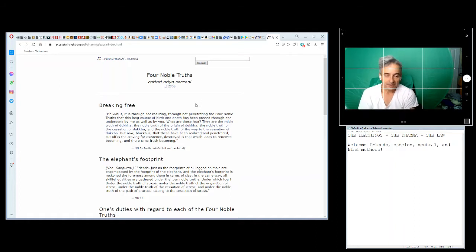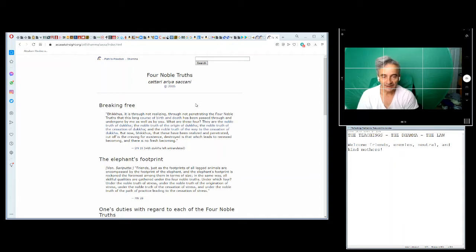Or controlling it somehow, or reducing its propensity to cause further issues. And that leads to liberation from that issue. So what is the issue that we're looking at?